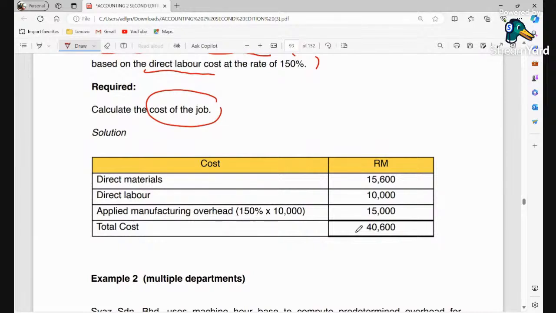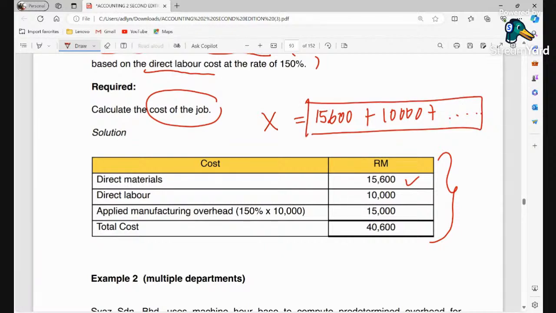Macam biasa, just list down. Direct material is 15,600. Kira macam ni ya. Do not kira tiba-tiba je 15,600 tambah 10,000 and then tambah whatnot. This is not the actual way to calculate your cost. This is a big no lah. Sebab bila kita kira untuk costing, that means you kena kira ke bawah. You need to have the item on the left hand side and then the amount of the item on the right hand side. So kena kira macam ni.